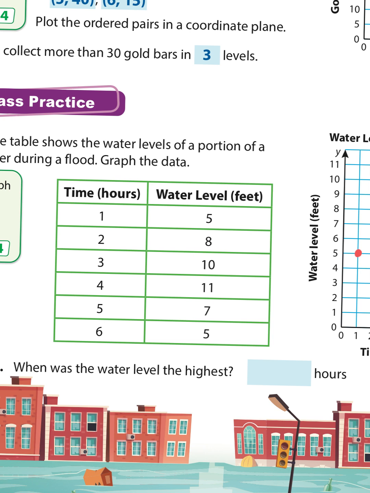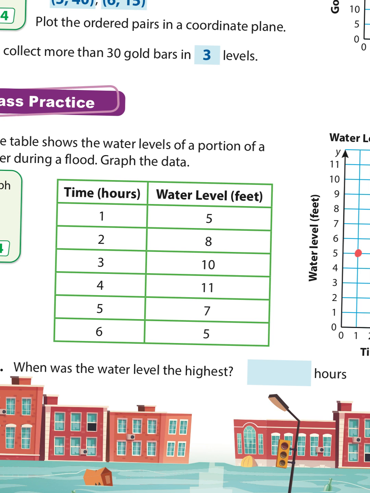This is one where we do together. After 3 hours, it's up to 10 feet. After 4 hours, it's 11 feet. And then what happens at 5 hours? At 5 hours, it goes to 7. It starts to go back down. And then in 6 hours, it goes down to 5. So it's back to where we started.